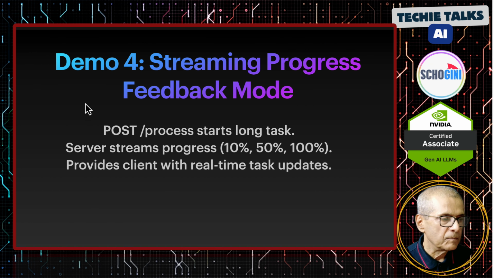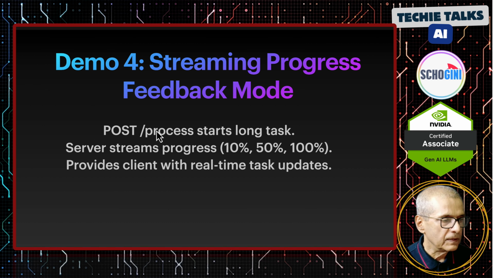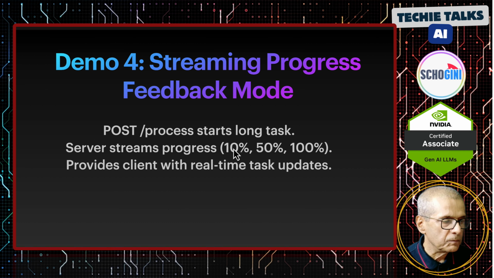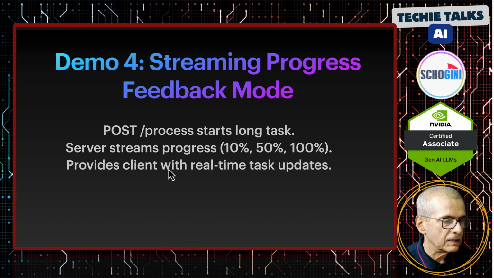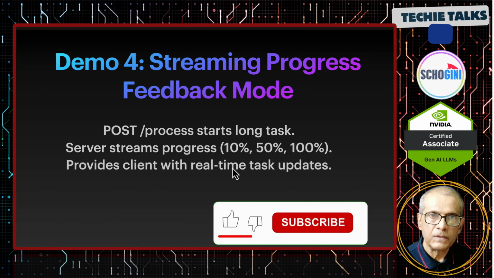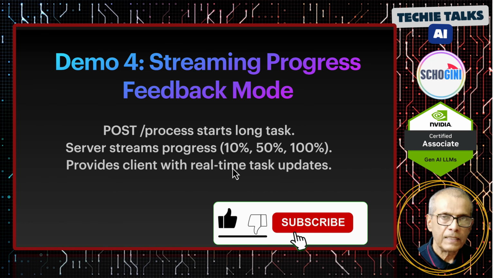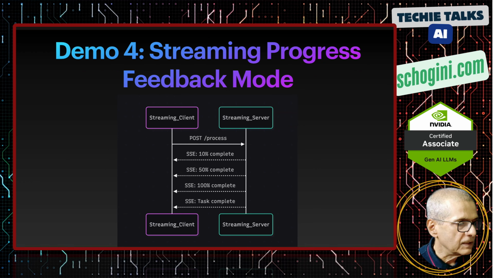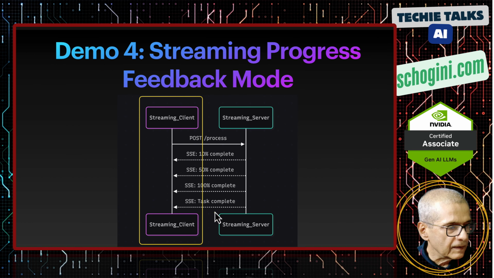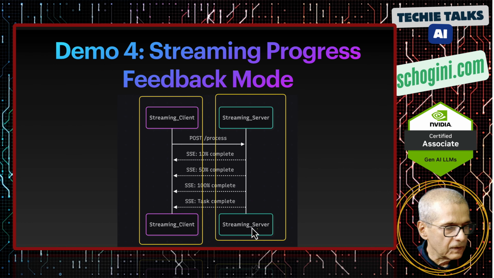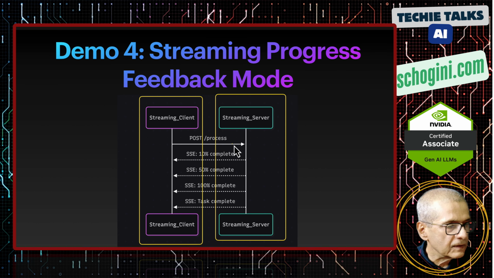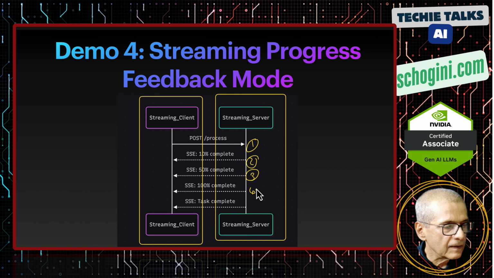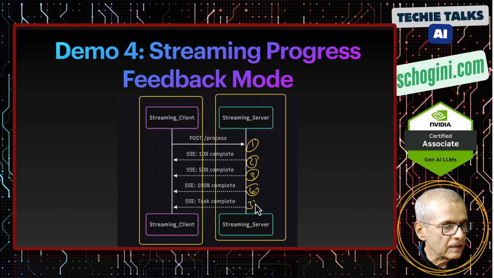Next is the streaming progress feedback mode. Here a POST starts a long task. The server streams progress, 10%, 50%, 100%, providing the client with real-time task updates. This is similar to SSE, but again a use case demonstration. So let's look at the interaction. The client and the server, the interaction starts here, then it progresses this way. So that is the streaming response.